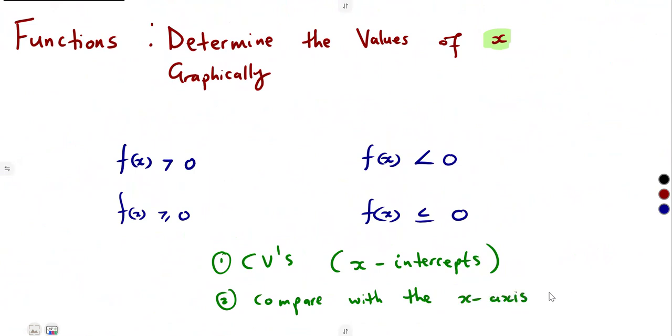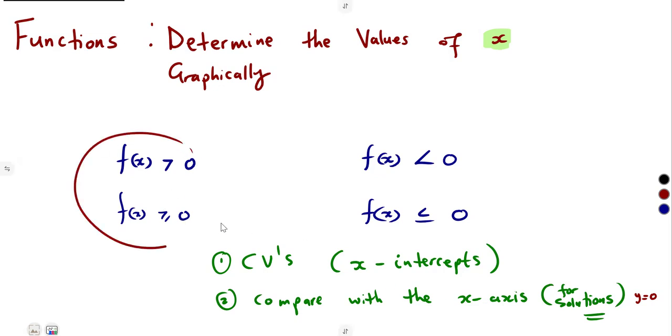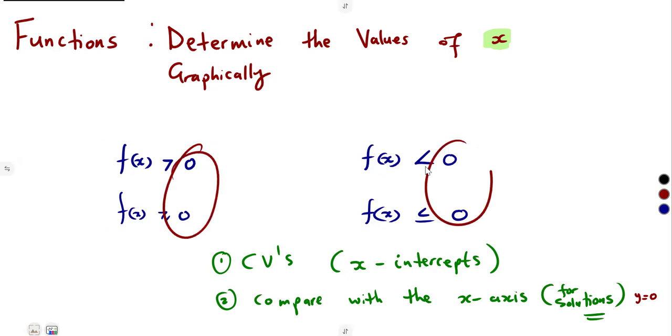Compare with the x-axis. This is for what? For solutions, you are going to compare with the x-axis. As in the x-axis, that is where y is equal to 0. Remember, we are comparing to 0. Each and every part there, whatever way it is, is compared to what? To 0. That is the x-axis. So you compare from there. That is taking the final solution.